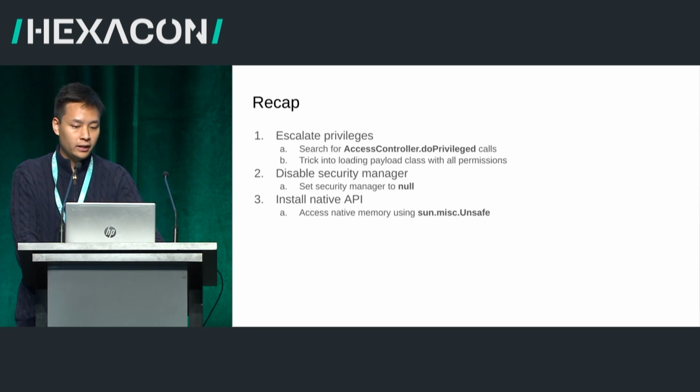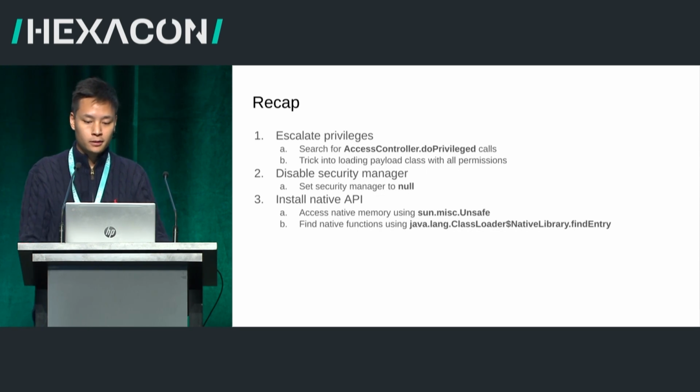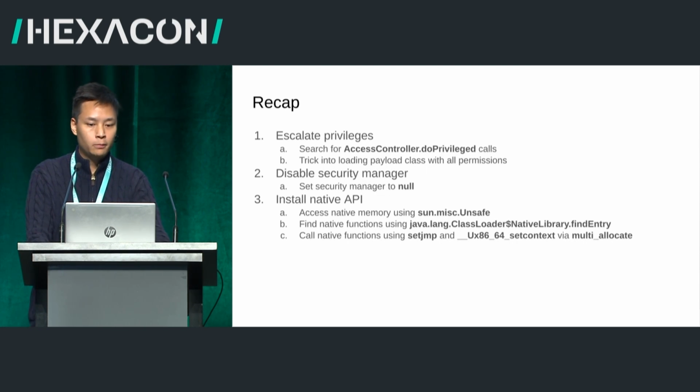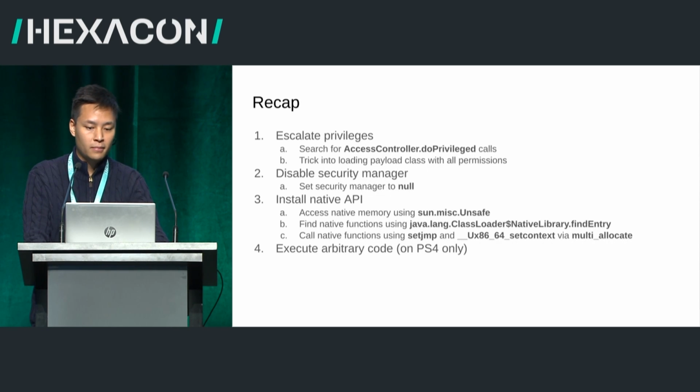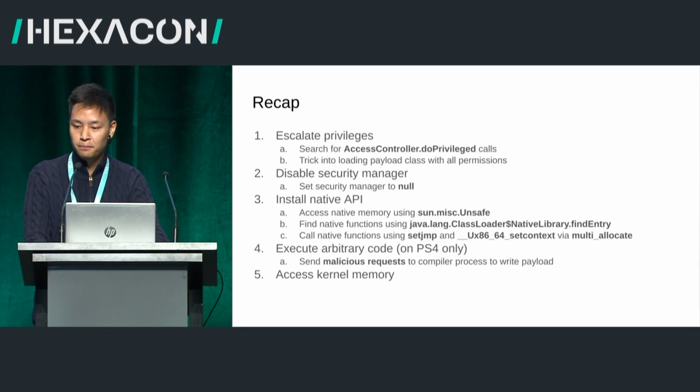First, we need native memory access, which we can get using the sun.misc.Unsafe class. Second, we need to find native functions, which we can find using the findEntry method. And third, we need to be able to call these functions, and we can do so by using setjmp and setcontext via the multi-allocate function call. And finally, on the PS4, we can execute arbitrary code by sending malicious requests to the compiler process. And to access kernel memory on the PS5, we can use the IPv6 packet options vulnerability.